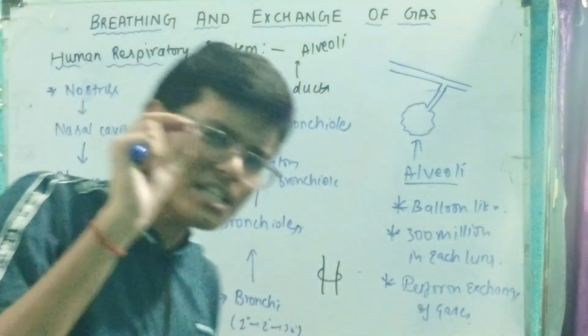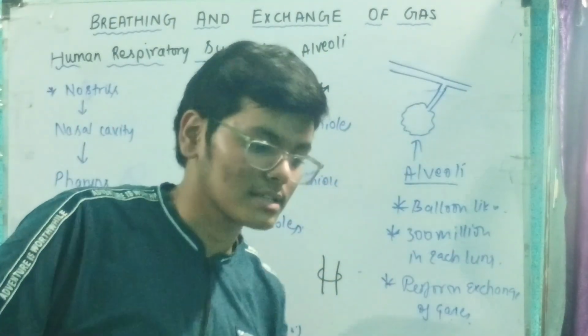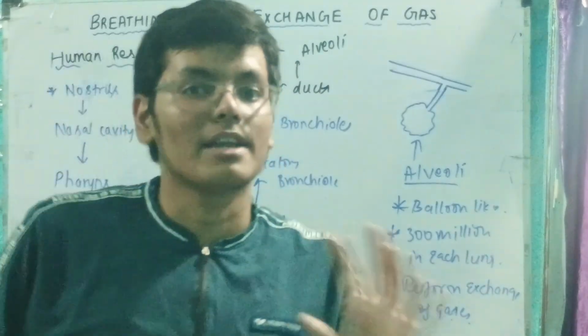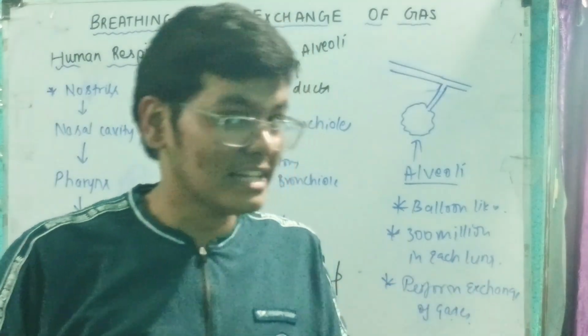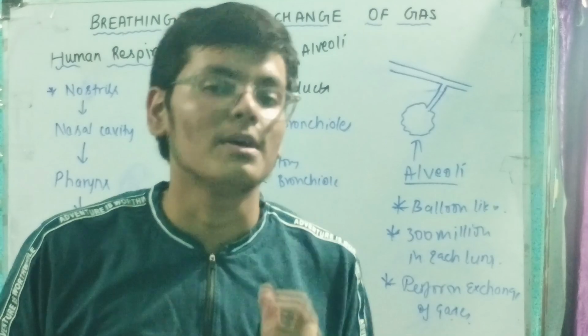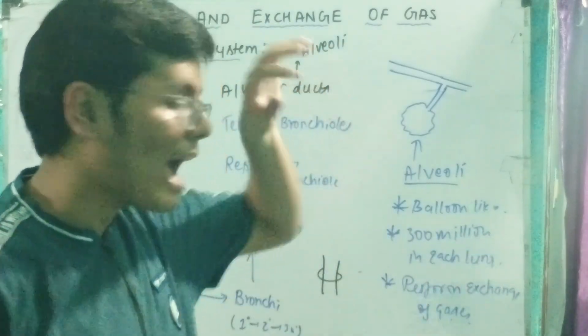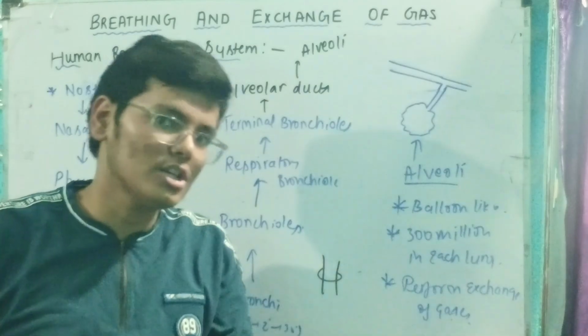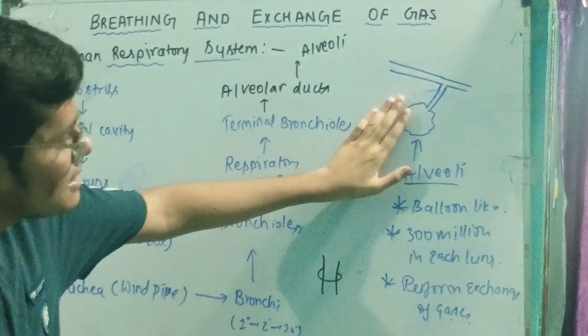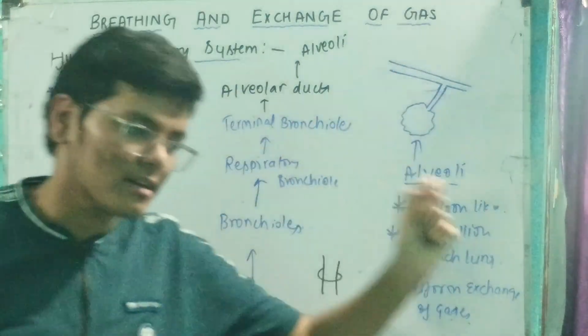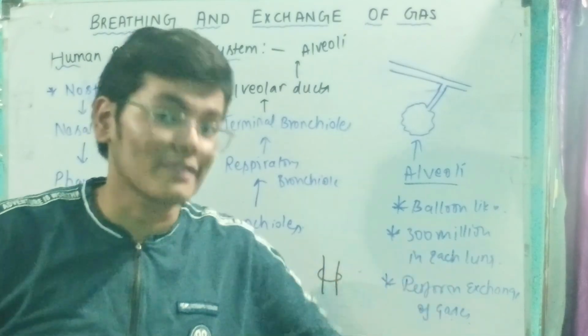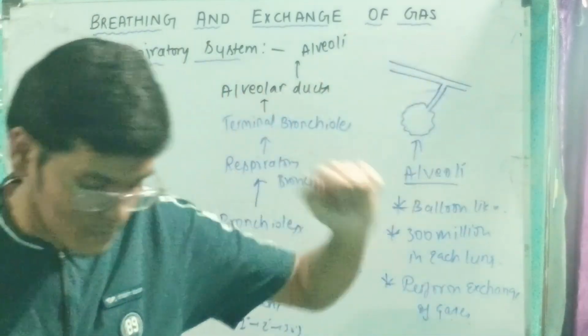These alveoli are very small. These are the structural and functional units. For example, when we talk about the kidney, nephrons are the structural and functional units of kidneys. When we talk about the nervous system, neurons are the structural and functional units of the nervous system. Similarly, alveoli are the structural and functional units of lungs. This is the unit which performs respiration, or which performs exchange of gas between the lungs and the blood vessels.